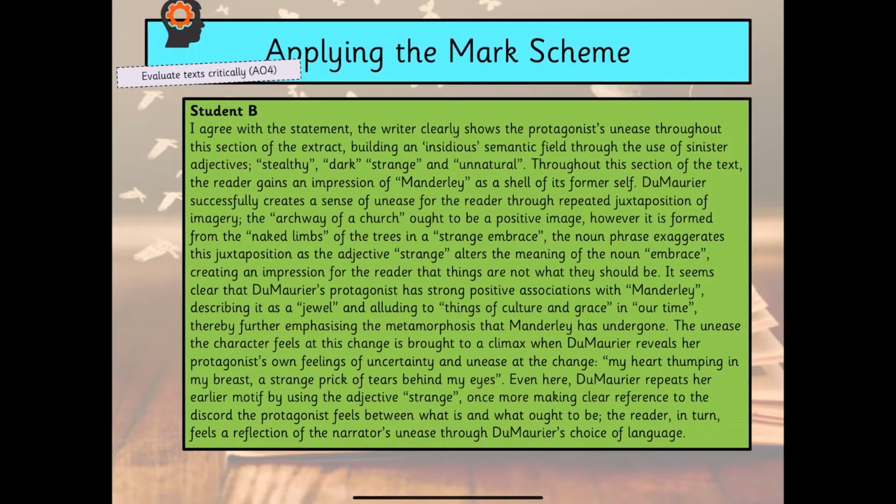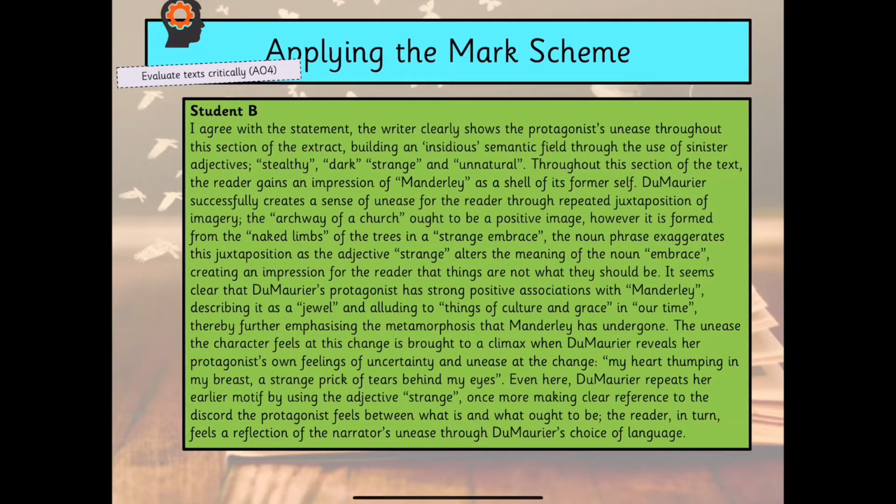Du Maurier successfully creates a sense of unease for the reader through repeated juxtaposition of imagery. The archway of a church ought to be a positive image, however it is formed from the naked limbs of the trees in a strange embrace. The noun phrase exaggerates this juxtaposition as the adjective strange alters the meaning of the noun embrace, creating an impression for the reader that things are not what they should be.